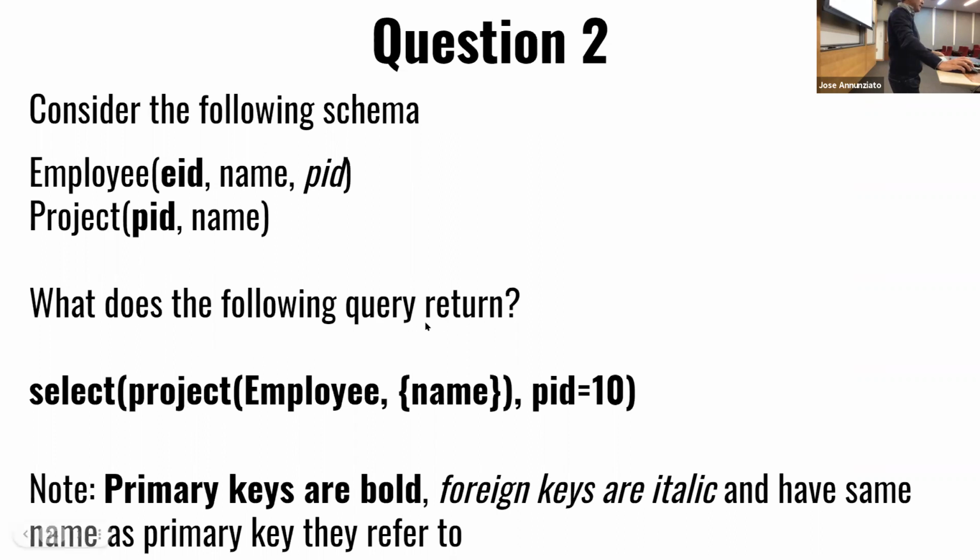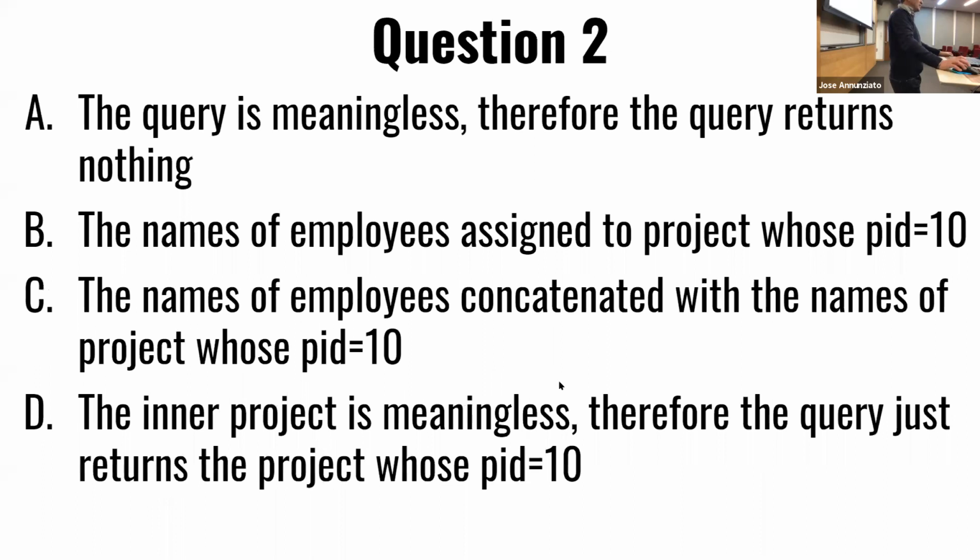So notice that this inner projection is filtering out all the fields except the name field. Which kind of breaks the outer select, right? Because the outer select is doing a where PID is equal 10, but the inner one is not selecting the PID, right? It's filtering out the fields, right? And it's only keeping the name field, right? And so the outer select doesn't have the PID to run the where clause, right? So the query is meaningless. Therefore, the query returns nothing, which is the correct answer.